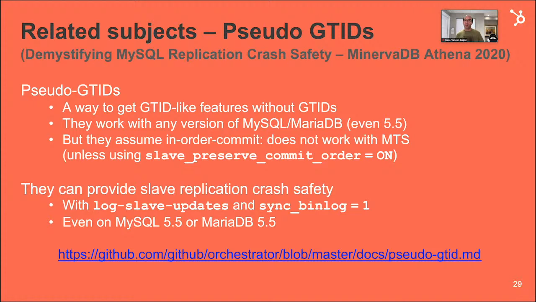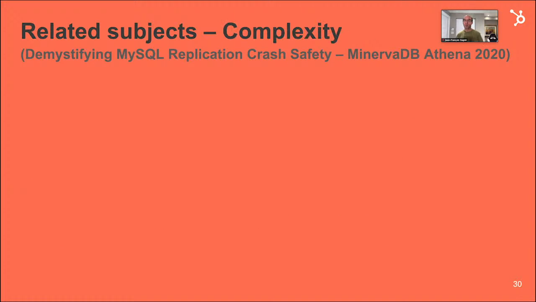And you can get replication crash safety with Pseudo GTID if you're always syncing your binary logs and if you do in order commit. So it's good to know you can use this. So about complexity. So how to start on this? All this is quite complex.